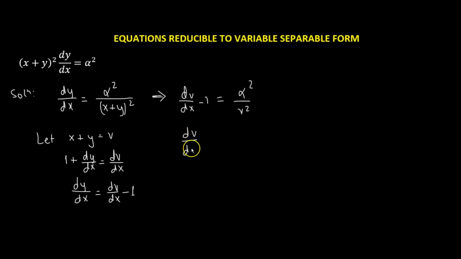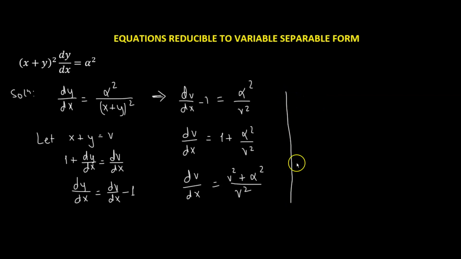So dv over dx is equal to 1 plus alpha squared over v squared. Further solving, we have dv over dx equals v squared plus alpha squared divided by v squared. Now separating the differentials, we have dx equals v squared divided by v squared plus alpha squared times dv. So this is a variable separable form. That means we can integrate both sides.